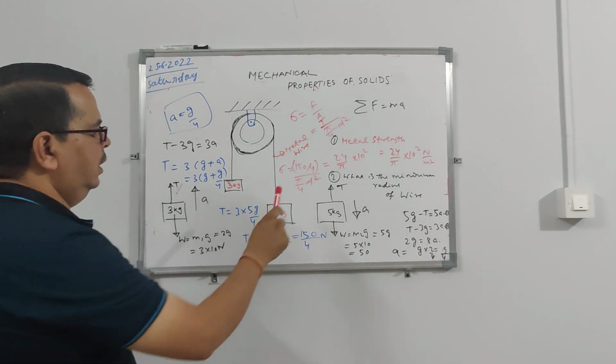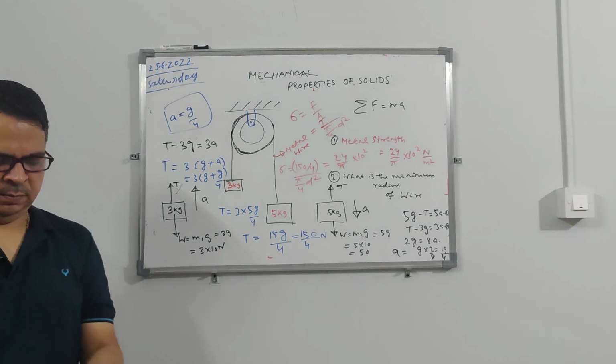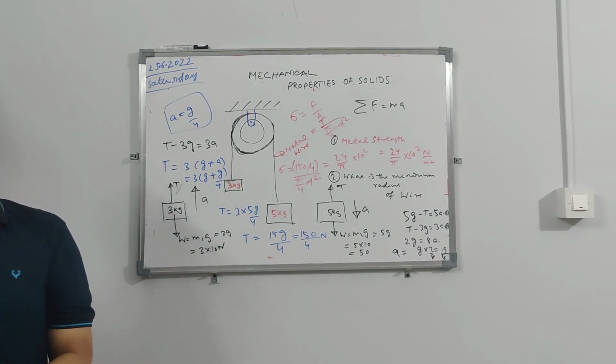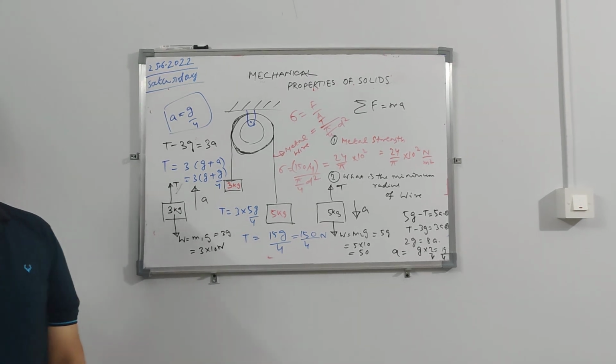Okay, understood. So now by equating these two, you can find out what is the minimum diameter, right? You can take a picture of this.